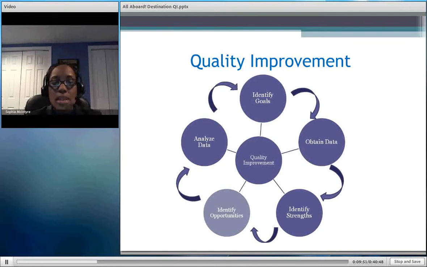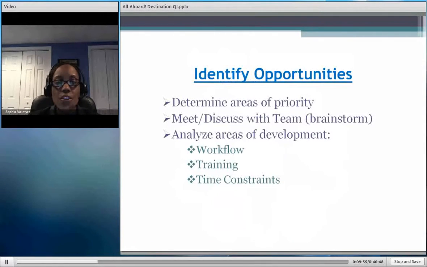Now let's look at identifying opportunities. So these are the areas where you feel that you can improve. So often it can be overwhelming when you have all the information. So you've analyzed your data, now you have all the information with respect to your results. So now you have to figure out, well, what's going to be my focus?